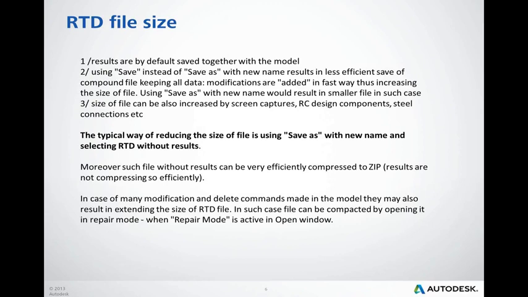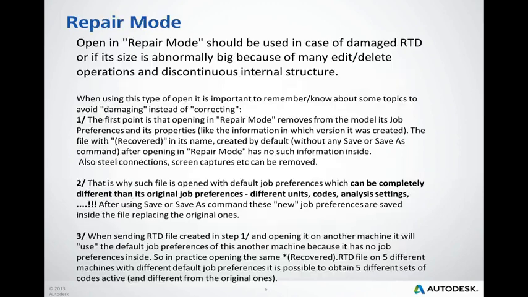In case of many modifications and delete commands made in the model, they may also result in extending the file size of RTD. In such a case, the file can be compacted by opening it in repair mode. Repair mode should be used in case of a damaged RTD, or if its size is abnormally big because of many edit and delete operations. Of course, opening in repair mode removes from the model its job preferences and properties and some other data not important from the compound file point of view, such as steel connections and screen captures.